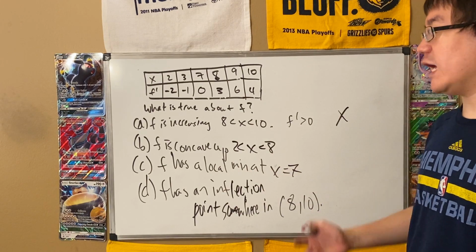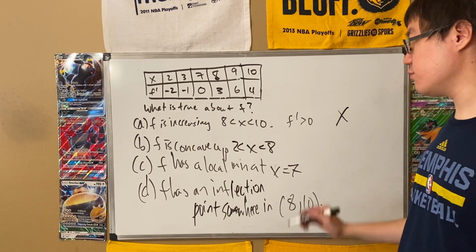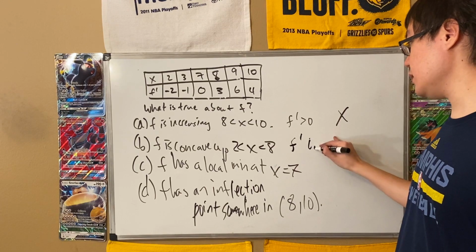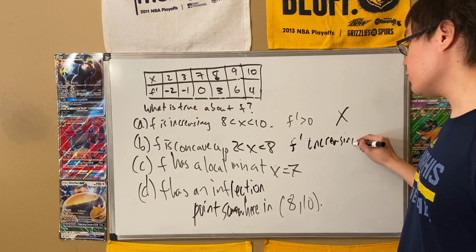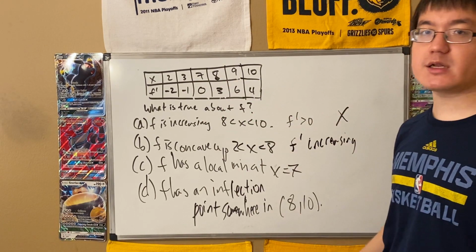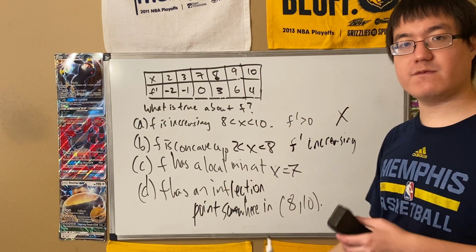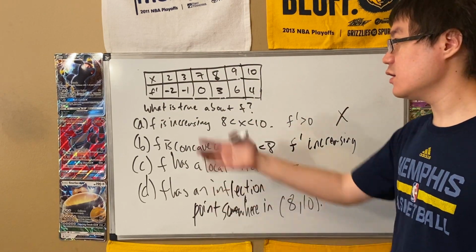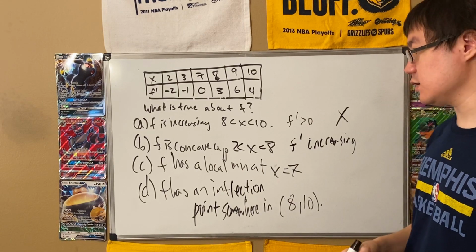Same thing with the next one. F is concave up. Let's first think about the rule. Well, F is concave up when F prime is increasing. So we look at our row from 2 to 8, and it looks like these values are increasing: -2, -1, 0, and 3. So those values look to be increasing.